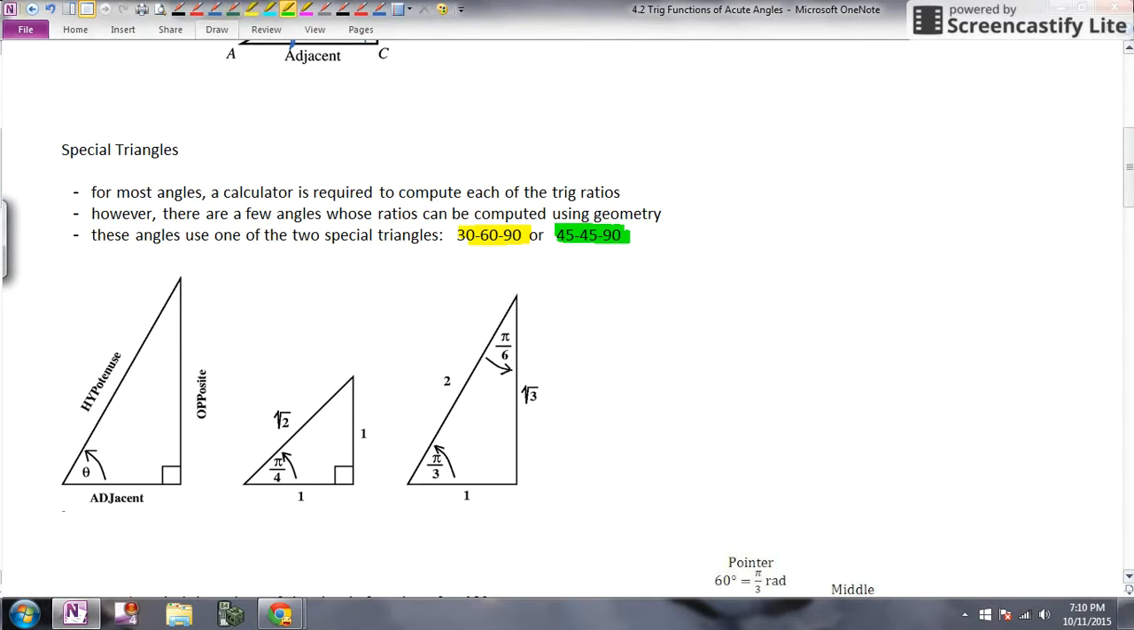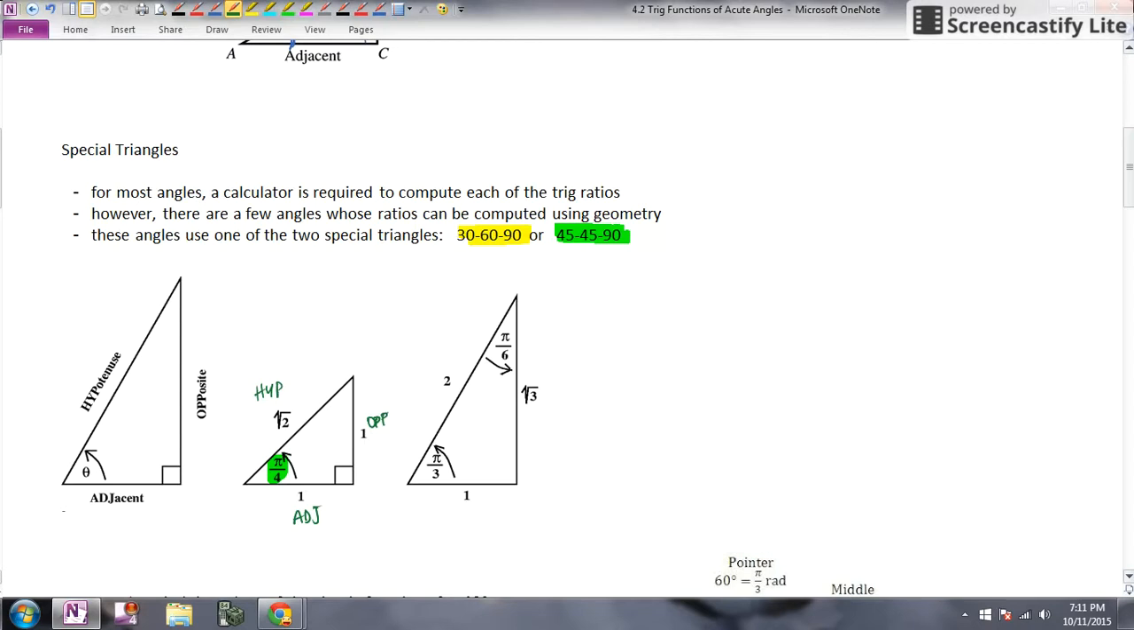So if you're talking about a 45-degree angle, also known as pi over 4, then you know who the hypotenuse is, you know who the adjacent or the ADJ is, you know who the OPP is. So with that information, I can answer any 45-degree angle, no matter what their sides are. These ratios will always be true because they will reduce down to that.